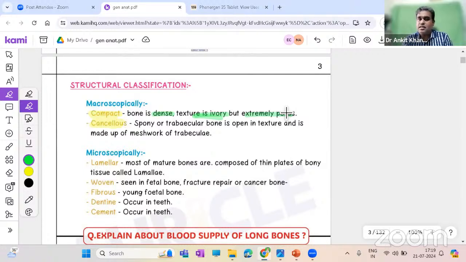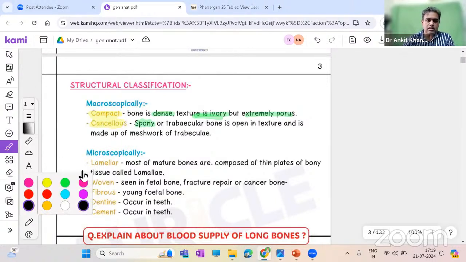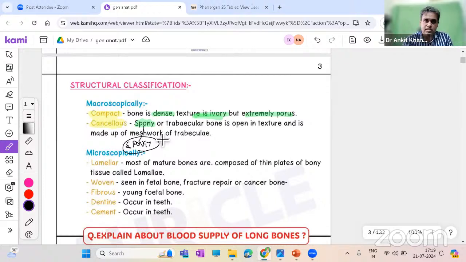Second is cancellous. Cancellous is also known as spongy. It is not spiny or spony, it is spongy, right? So it is spongy or trabecular bone. It is open in texture. Where is it basically found? Cancellous bone is basically found in the ends of long bone. You have the cancellous bone over there.